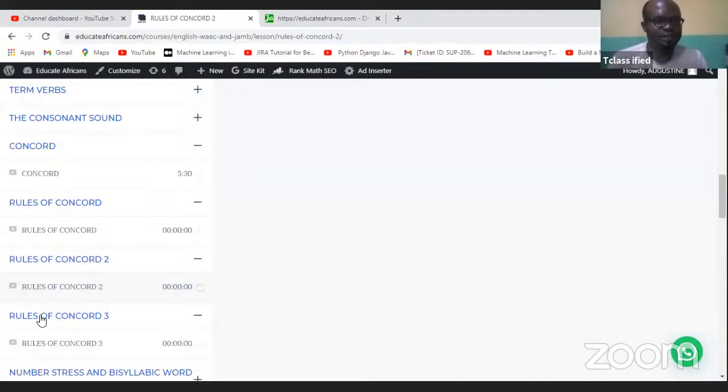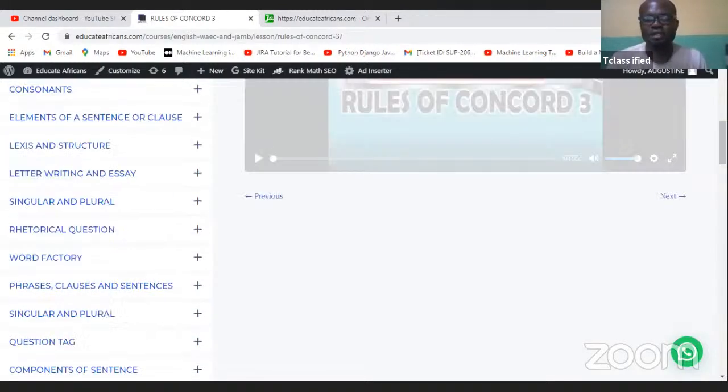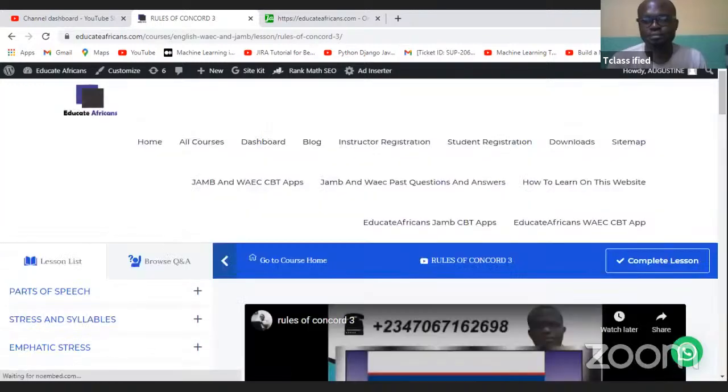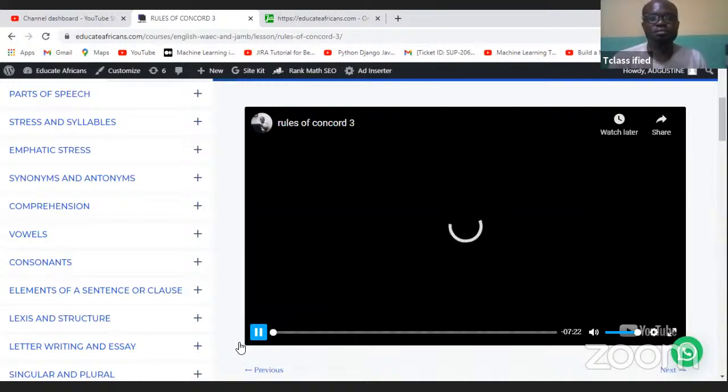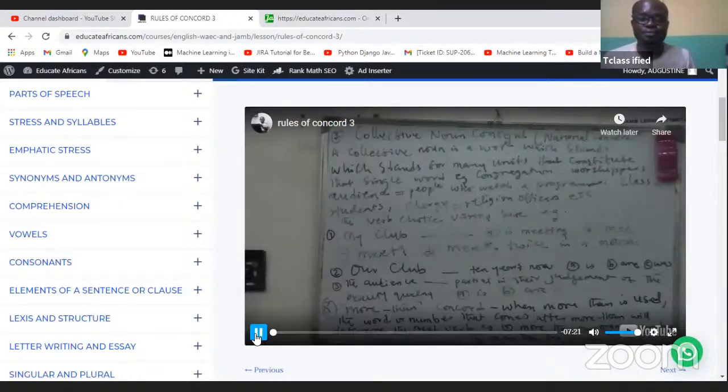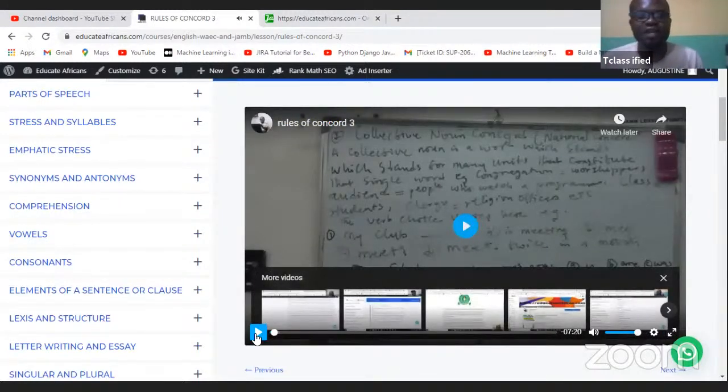Okay, so let's move down to the next rule of Concord. Rule number 3. Other rules under rule number 3. Let's look at them. So we have the collective noun Concord and the rest. For collective noun, I'll call it the national Concord.